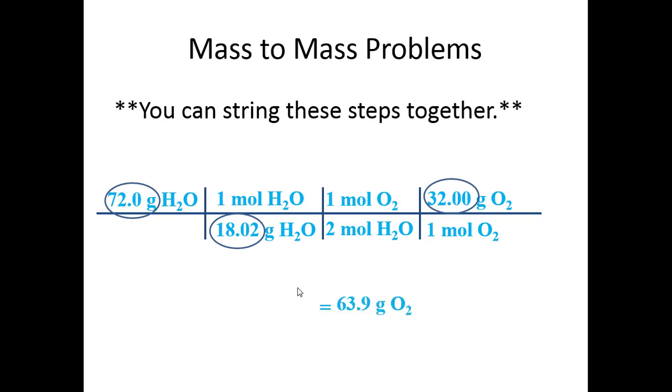When you do it this way, you round once as opposed to rounding at every step. And so your answer may come out just a touch different than it does if you round at every single step. This way is actually more accurate because every time you round off, you introduce a small amount of error into your calculations. This time we only rounded once, so we get 63.9 grams of O2.